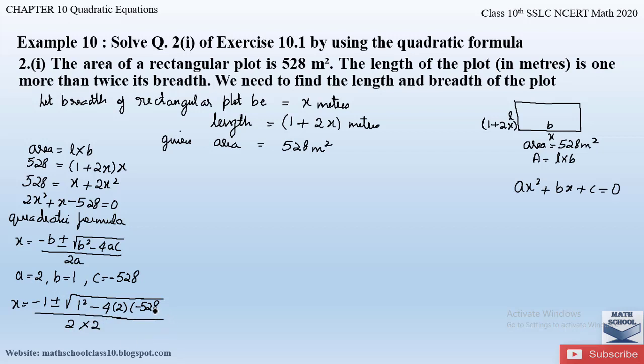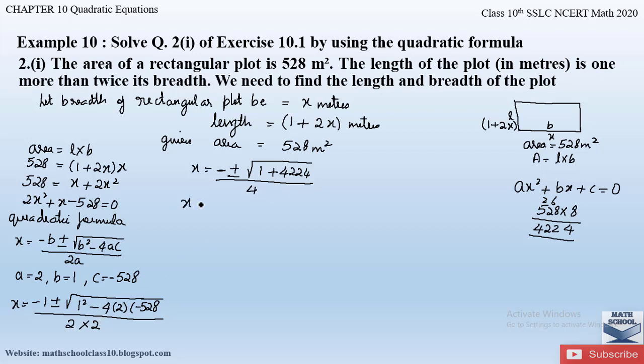A is again 2. So let us simplify this equation now. x is equal to minus 1 plus or minus square root of 1 square is 1, minus 4 2s are 8, so minus 8 into minus 528. Minus into minus will become plus. So let us multiply 528 into 8. 8 8s are 64, 8 2s are 16, plus 6 is 22. 5 8s are 40, plus 2 it is 42. So it is 4224, and in the denominator we have 2 into 2, that is 4.